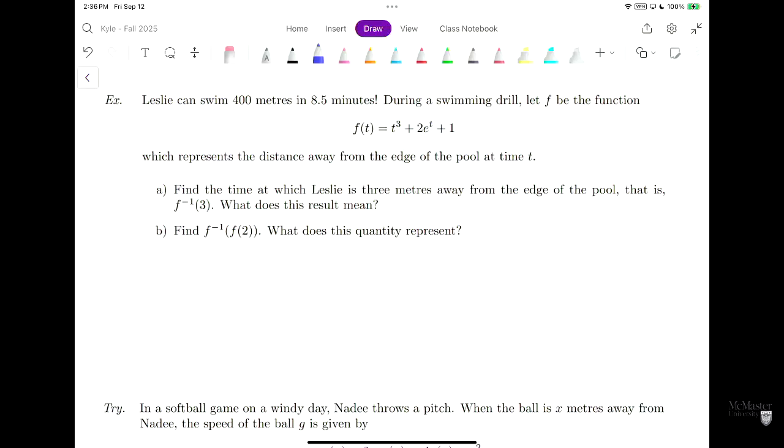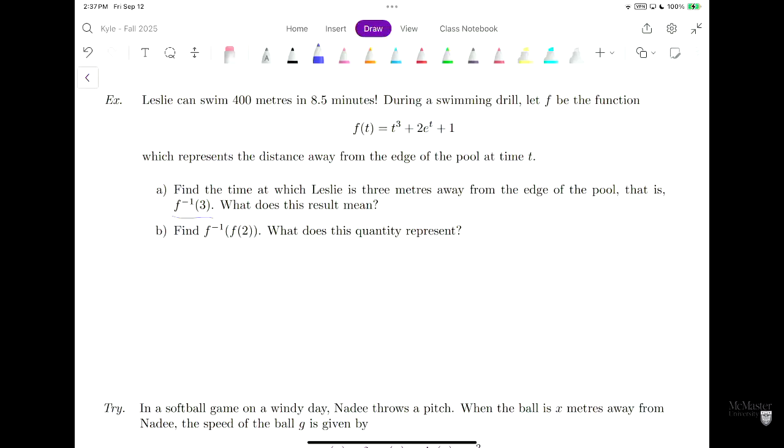So Leslie can swim 400 meters in 8.5 minutes. During a swimming drill, we're going to let f be the function t cubed plus 2e to the t plus 1. And that function is going to represent the distance away from the pool at time t. Okay, so we're going to do two things. We're going to find the time at which Leslie is 3 meters away from the edge of the pool, and in that case, that is, what is f inverse at 3? And we're also going to find f inverse at f at 2.